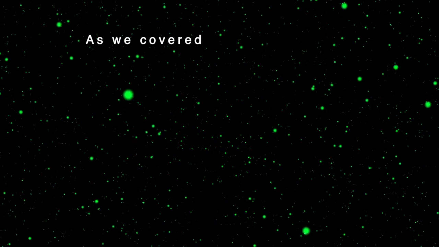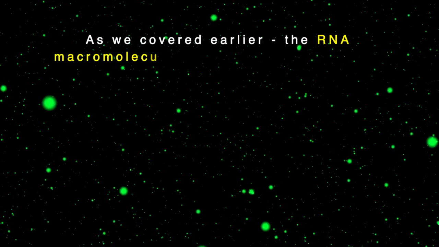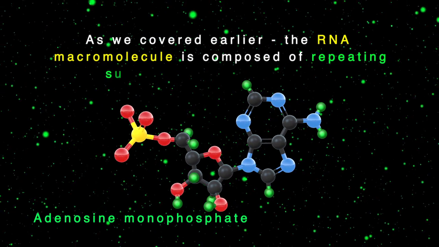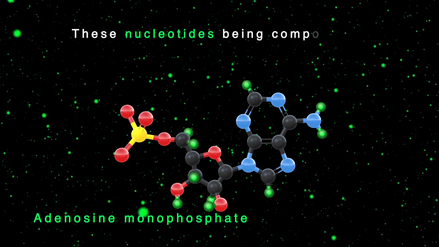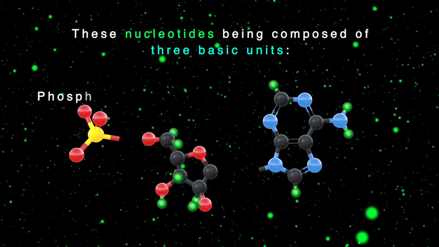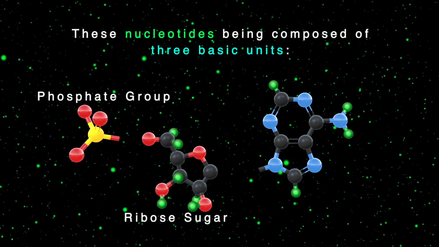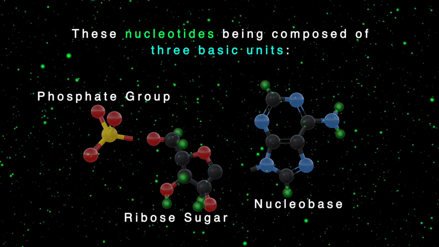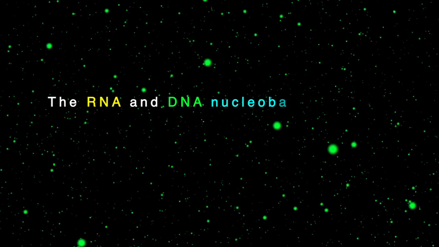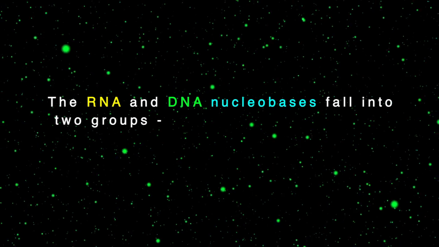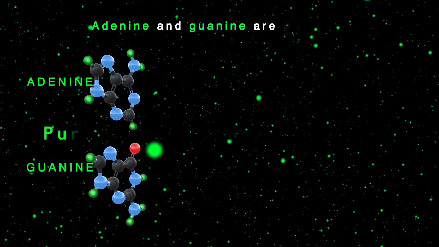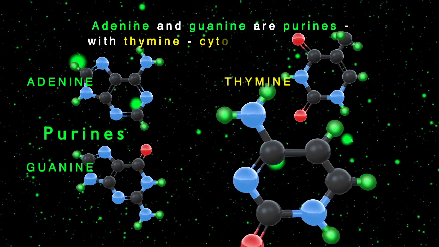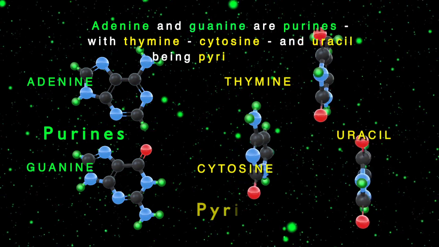As we covered earlier, the RNA macromolecule is composed of repeating subunits called nucleotides. These nucleotides are composed of three basic units: the phosphate group, the ribose sugar, and the nucleobase. The RNA and DNA nucleobases fall into two groups, purines and pyrimidines. Adenine and guanine are purines, with thymine, cytosine, and uracil being pyrimidines.